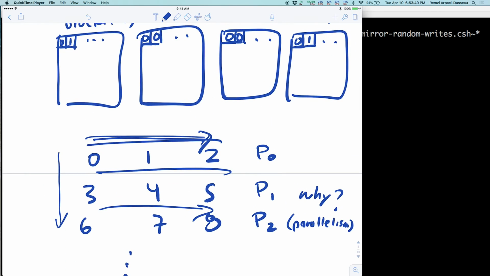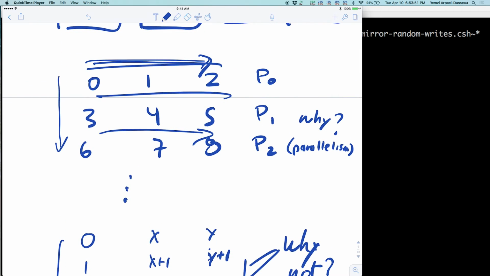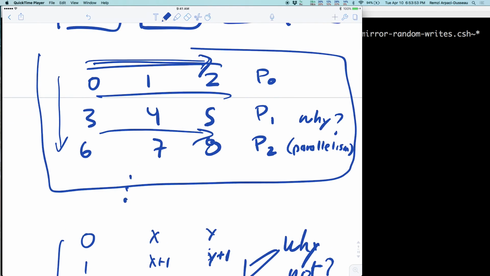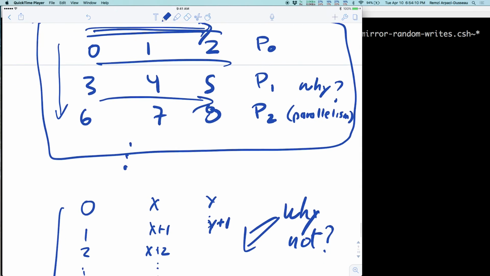So that's generally why. In any case, this is what our parity-based RAID system looks like, and in fact, this is called RAID 4 because it just has a single parity disk. And what we have here is we have to start understanding things about this. So let me erase this down here.